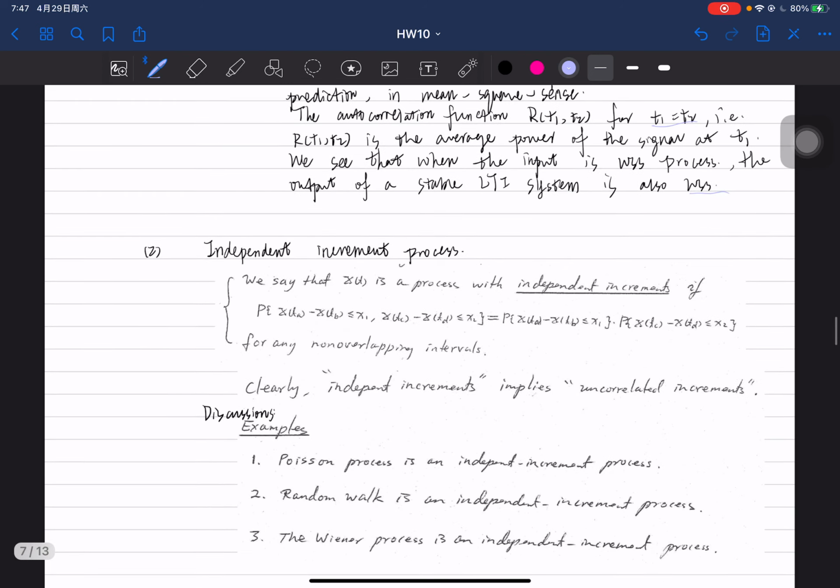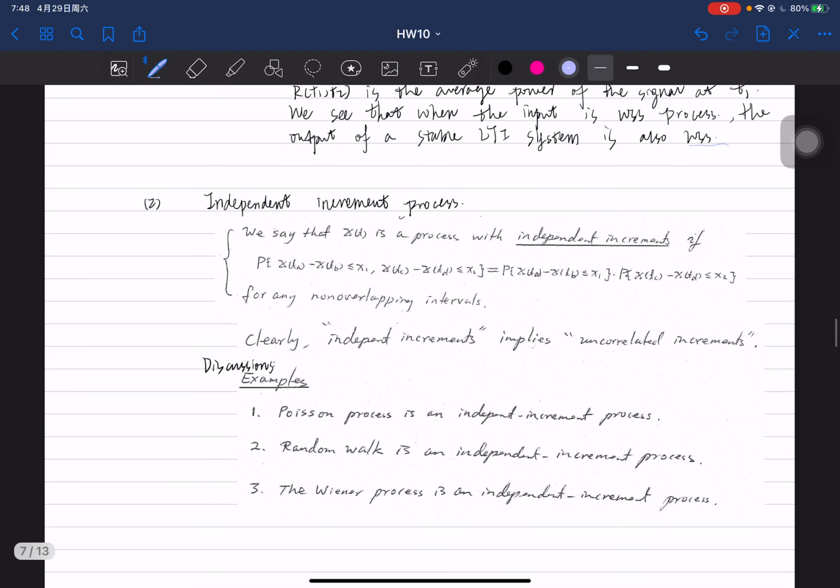The question 2 is independent increment process. It means that X(t1) minus X(t2) and X(t3) minus X(t4) on non-overlapping intervals are independent. We have seen so far that the Poisson process, random walk, and linear process are independent increments processes.